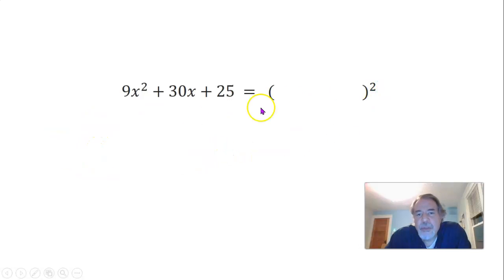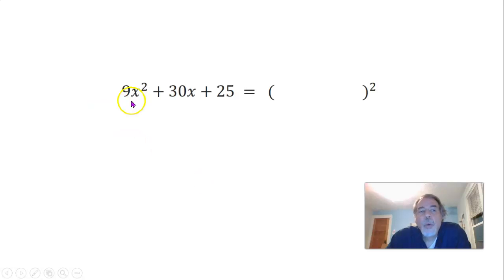How about this one? Can you see what this is? My hint is that this is one of those things that fits that pattern. This is a perfect square trinomial. But what goes here and what goes here? So that something plus something else squared gives us this.